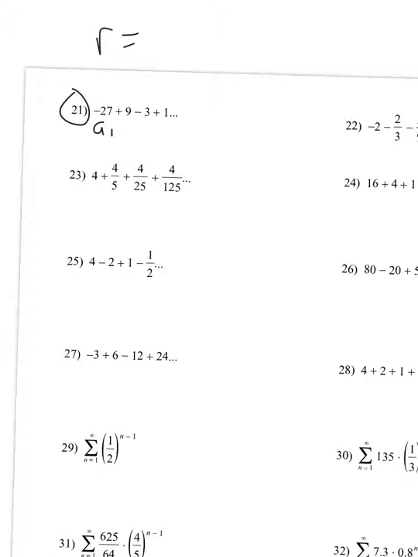I could do 9 divided by negative 27. I'm going to do this negative 3, and I'm going to divide it by 9. Now, if I reduce that, it's negative 1/3. And notice, if I would have taken 1 over negative 3, that would also be negative 1/3. So that's R. So it has a sum. That tells me, because that's between negative 1 and 1, it has a sum.